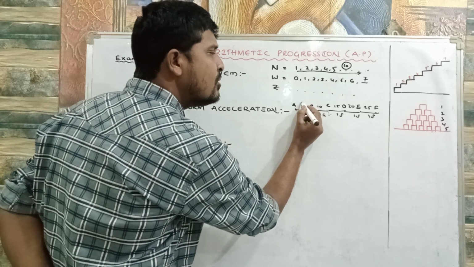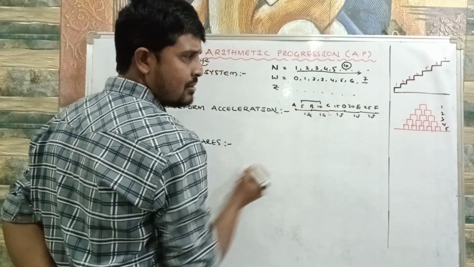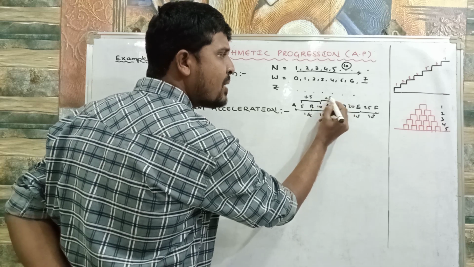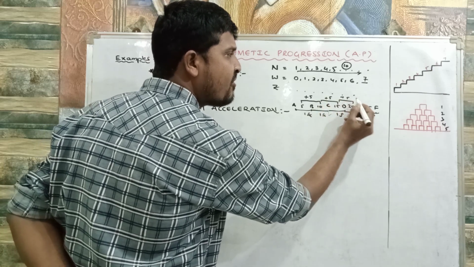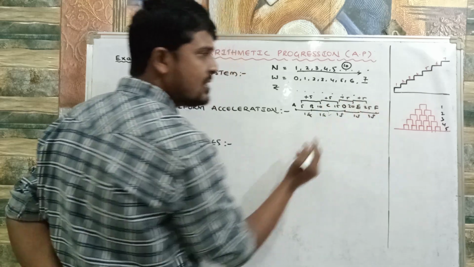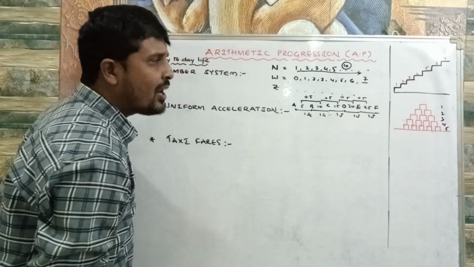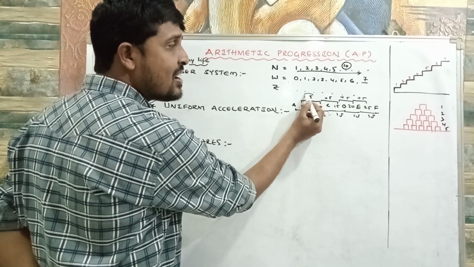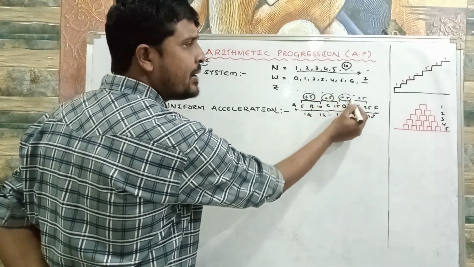Now observe, what is the difference between 5 and 10? Increased by 5, increased by 5, increased by 5 and increased by 5. Such an acceleration is what we call uniform acceleration. Here also you can observe a definite pattern: every time 5 is added.